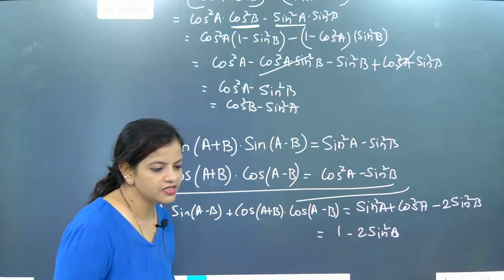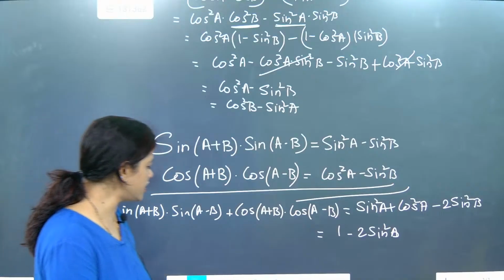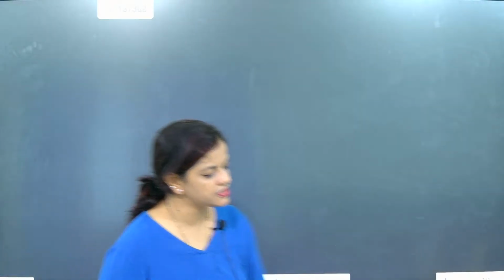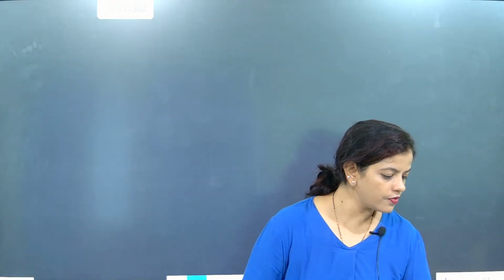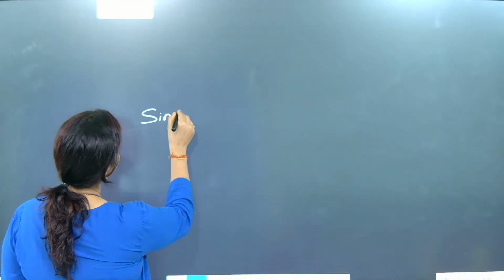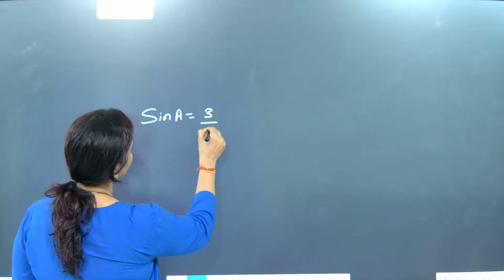Now listen, this one is done. Now we will go for the next one. Are we going to solve the questions? Yes, we are going to solve the questions. So one question is there. It is given that sine A is equal to 3 by 5.